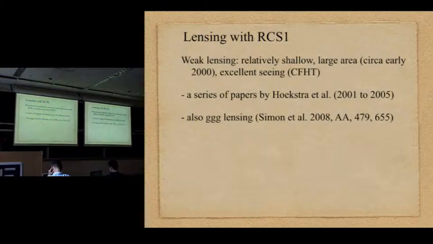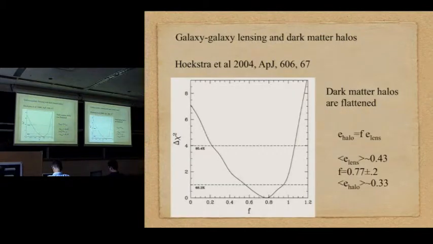And also Simon et al., using the same data, have done a first detection analysis of galaxy lensing, which has just come out. I'm just going to show a couple of graphs highlighting some of the interesting things we found using the RCS1 data on galaxy lensing.